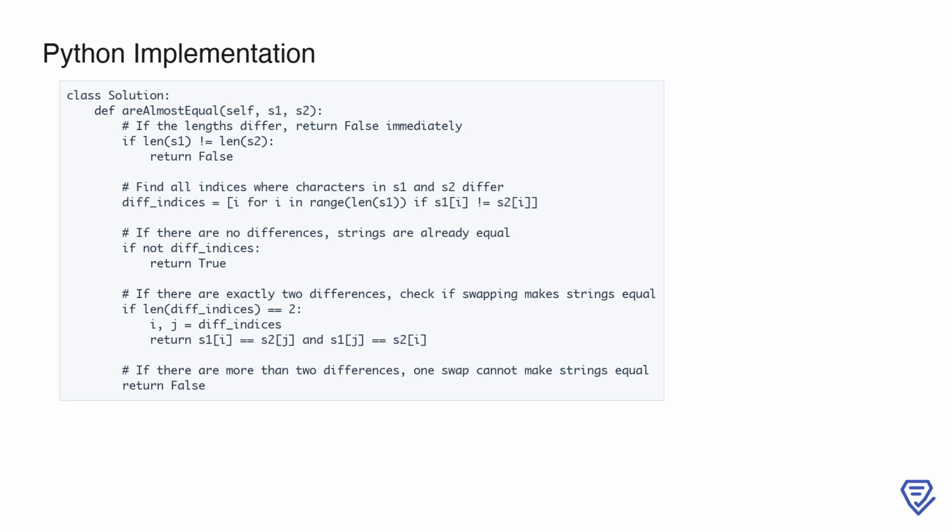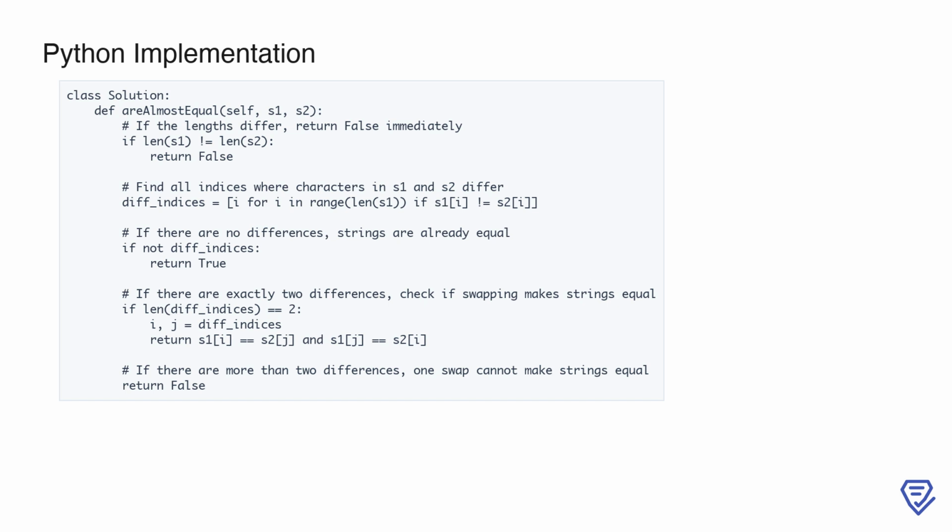4. Exactly two differences. If there are exactly two indices in diff_indices, we check if swapping the mismatched characters would make the strings equal. For this to be true, the characters at these indices must cross-match: S1[i] equals S2[j], and S1[j] equals S2[i]. 5. More than two differences. If there are more than two mismatched indices, one swap is insufficient to make the strings equal. In this case, the function returns false.